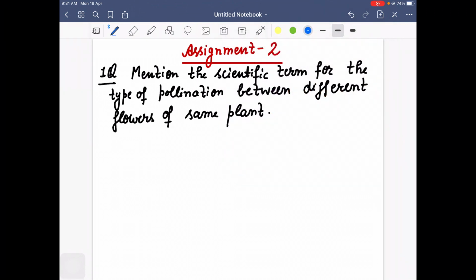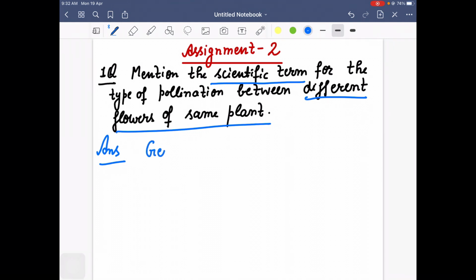We discussed megasporogenesis, and we have also started with our types of pollination. So here I am taking the first question from pollination. You have to mention the scientific term for the type of pollination which is observed between different flowers of the same plant. This is a previous year's one-mark question: what is the scientific term for pollination between different flowers of the same plant?